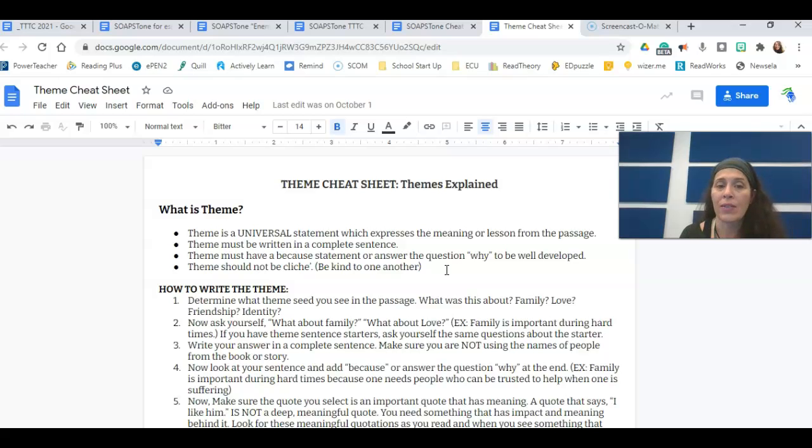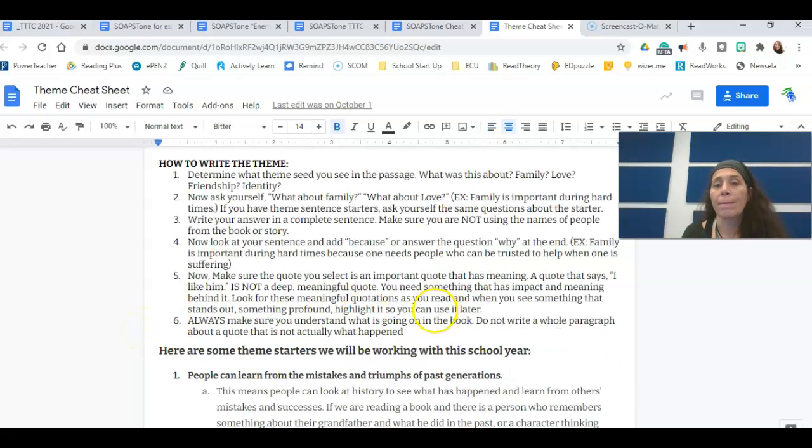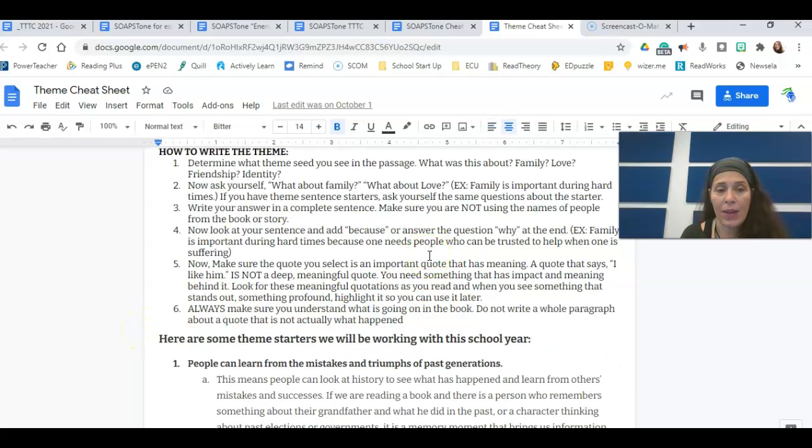You learned something specifically. How can you determine a theme? Maybe you're struggling. Well, what was this mostly about? Was it about family? Okay. If it was about family, what about family did I learn from reading this? And then you want to add the because part to the end.